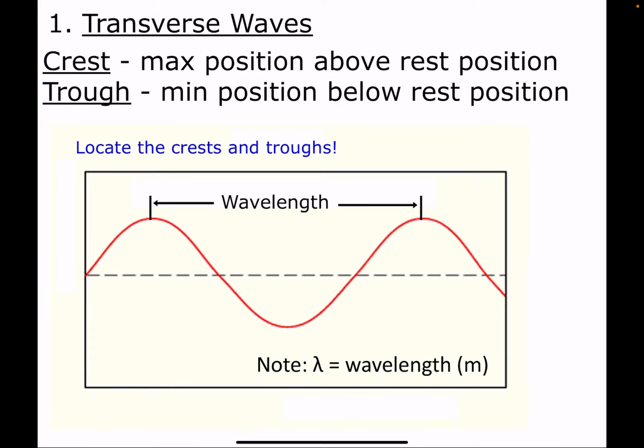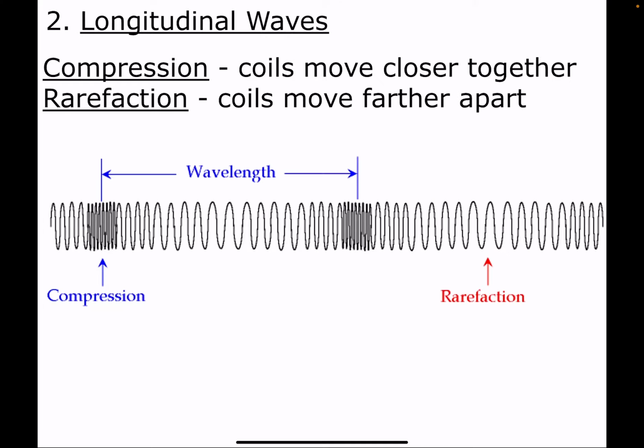That is a transverse wave. On the other hand, a longitudinal wave is this kind of a wave. So imagine you stretch out a slinky between two people, and the person over here moves their hand forwards and then brings it back. As you move your hand forward, you're going to compress the coils of the slinky closer together. That's what they're talking about here.